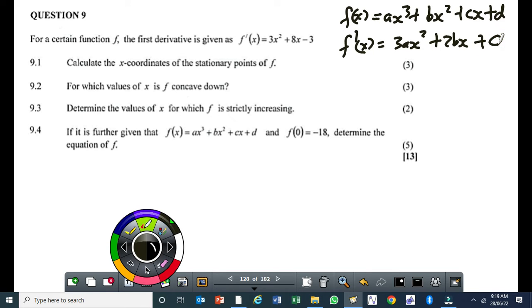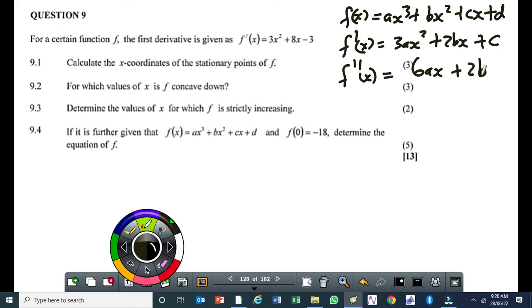The first derivative of any cubic function is quadratic. Then, the second derivative is going to be 6ax plus 2b. The second derivative is a linear function. Sometimes you can get a question with a first derivative, but no cubic function given. In that case you need to remember that the first derivative of a cubic function is quadratic. That is what is expected in terms of this question.